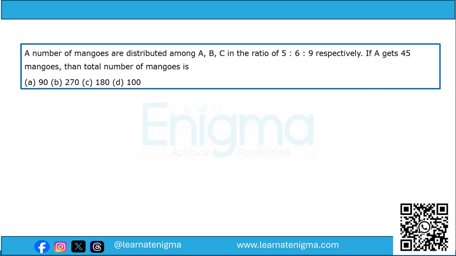A number of mangoes are distributed among A, B, and C in the ratio 5 is to 6 is to 9, respectively. If A gets 45 mangoes, then the total number of mangoes is.